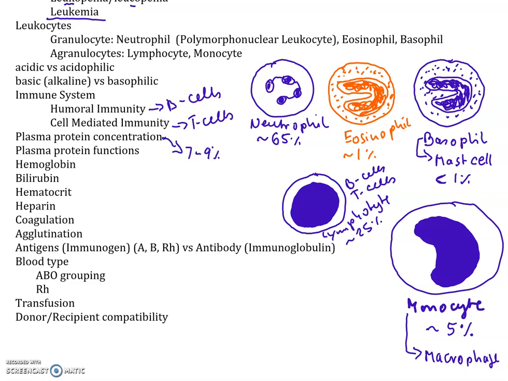Your plasma protein concentration should be somewhere between 7 to 9% of total plasma. That's quite a bit.